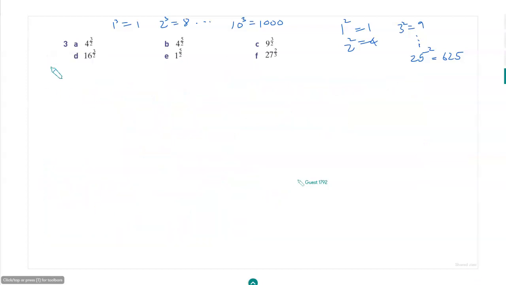Okay, how do you do this one? C. 9 to the power 3 by 2. So, square root of 9, bracket, to the power of 3. Power of 3, very good. So that will be 3 to the power of 3. 3 to the power 3, 27. 27, okay.